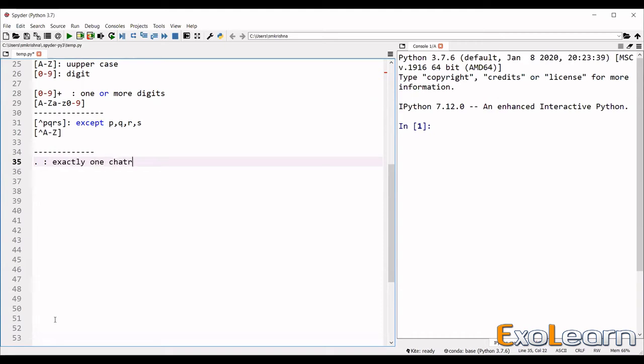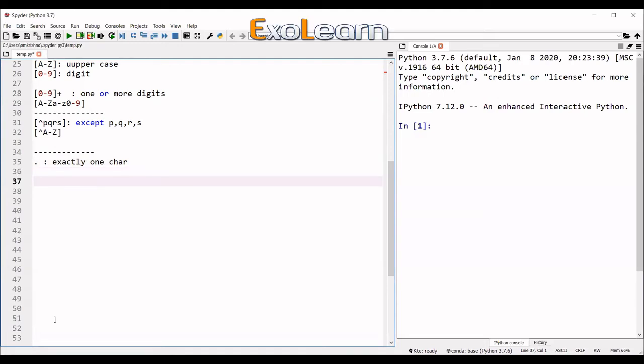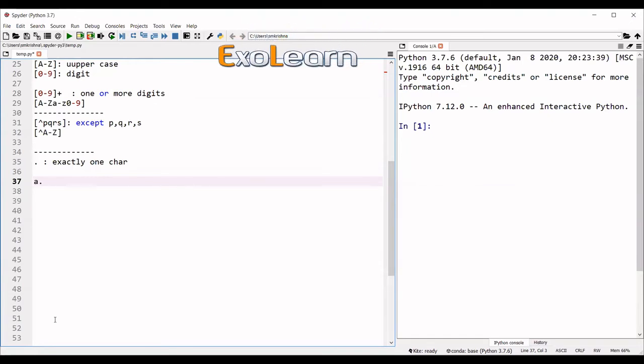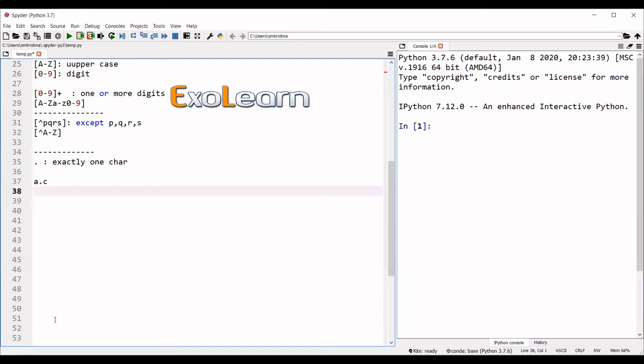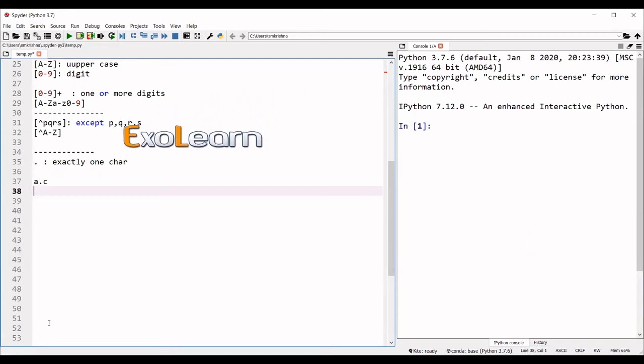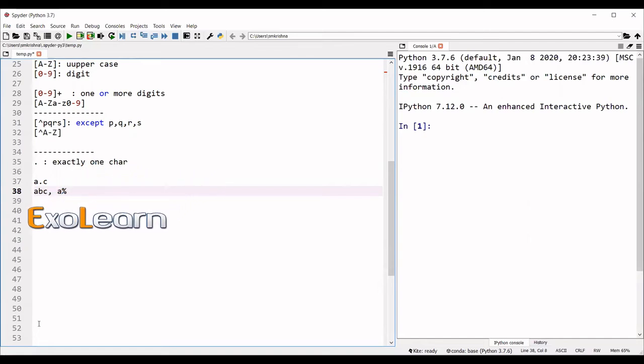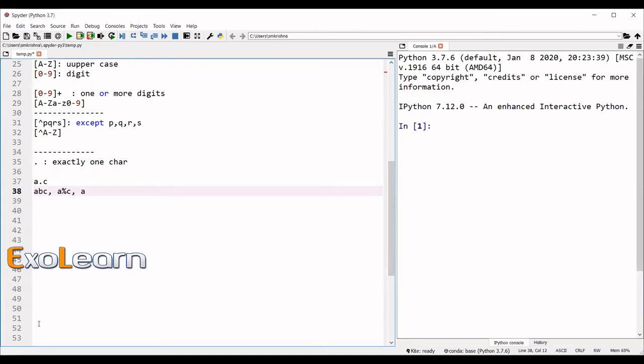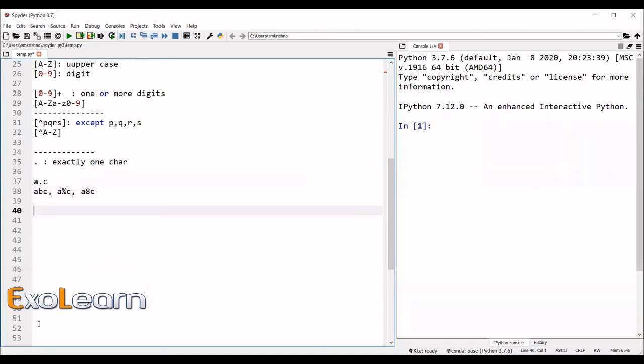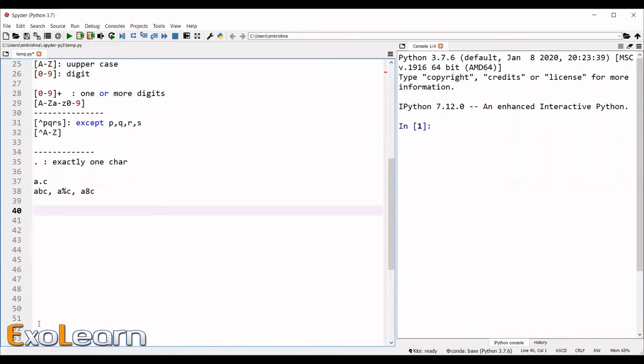Exactly one character. In the place of dot, we can have any number or any digit or any alphabet, any symbol. For example, I have written the expression like this, A dot C. In the place of dot, I can have any alphabet, say B, or any symbol, say A percentage C, or any digit, A8C. This is also okay, but exactly one character is allowed, that's it. No minimum, no maximum. That is the meaning conveyed by dot.